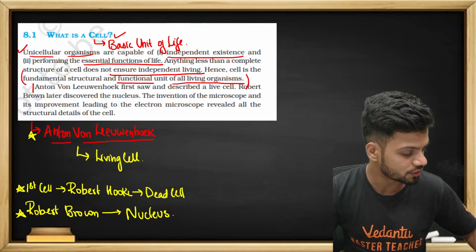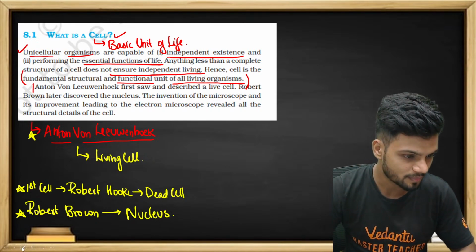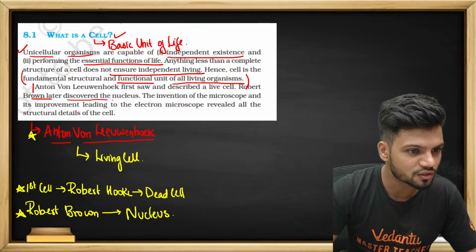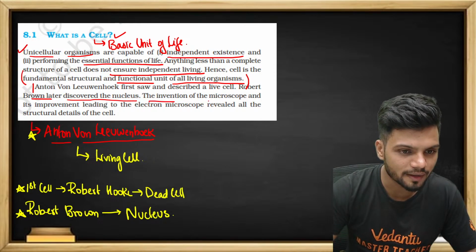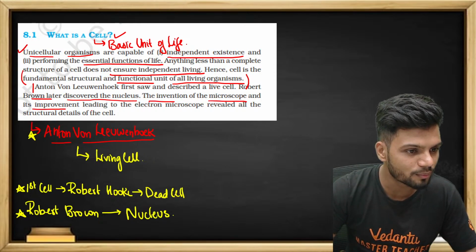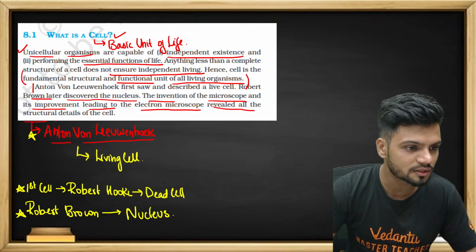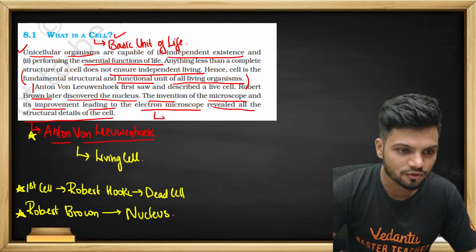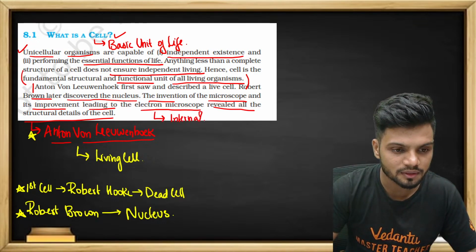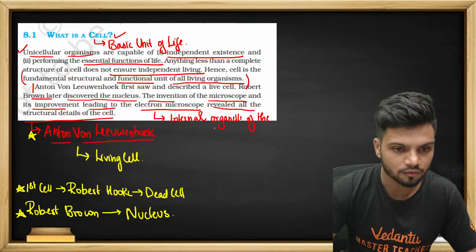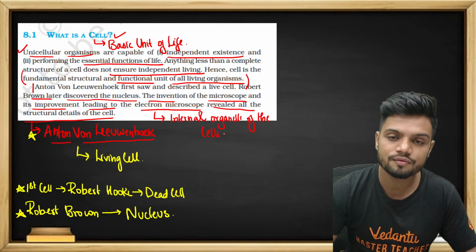Three different scientists you need to know. Now, next we'll go. Robert Brown later discovered the nucleus. The invention of the microscope and its improvement led to the electron microscope, revealing all the structural details of the cell. So once the electron microscope was discovered, all the internal organelles became clear. Internal organelles of the cell were clearly visible from now onwards.